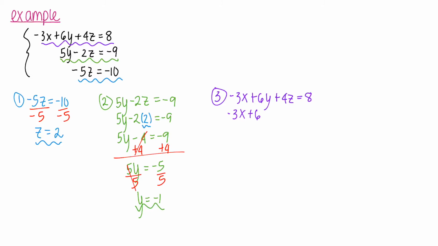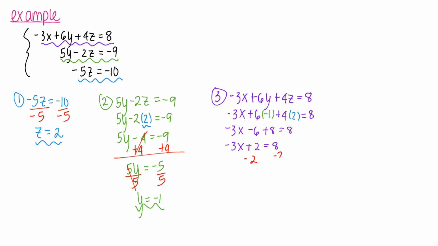We know what y is, right? Y is negative 1, plus 4 times z, which is positive 2, equals 8. So negative 3x minus 6 plus 8 equals 8. Negative 3x plus 2 equals 8.